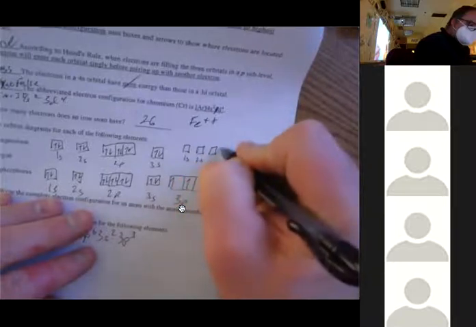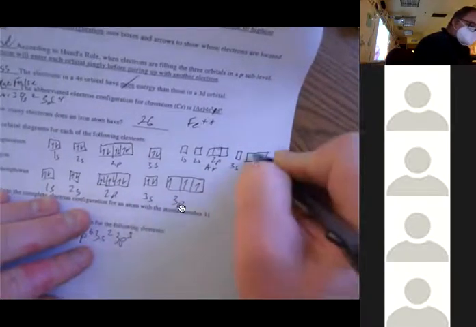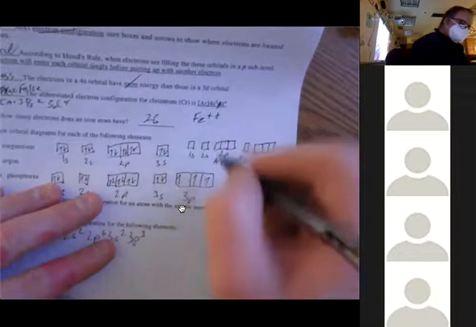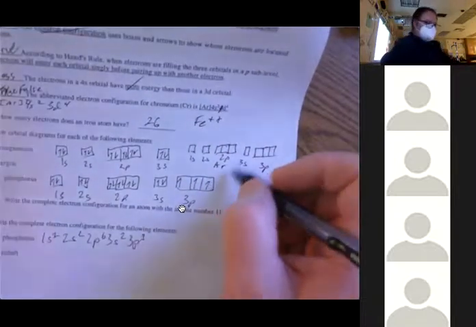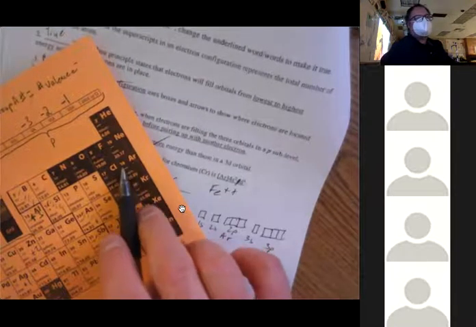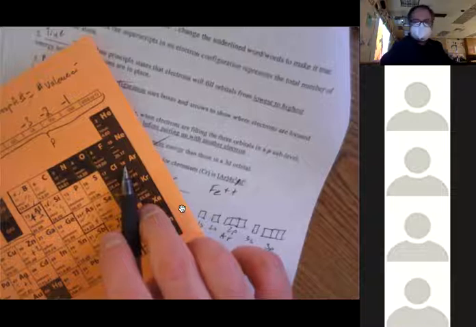Here's a box diagram for magnesium and phosphorus. Let's do the one for argon. We have 1s, 2s, 2p, 3s, 3p. That'll be enough. So argon has 18. If you're not knowing how we're getting these, you just have to look. Right there's argon, there's the 18, that's the atomic number, that's the number of protons and number of electrons. 18.